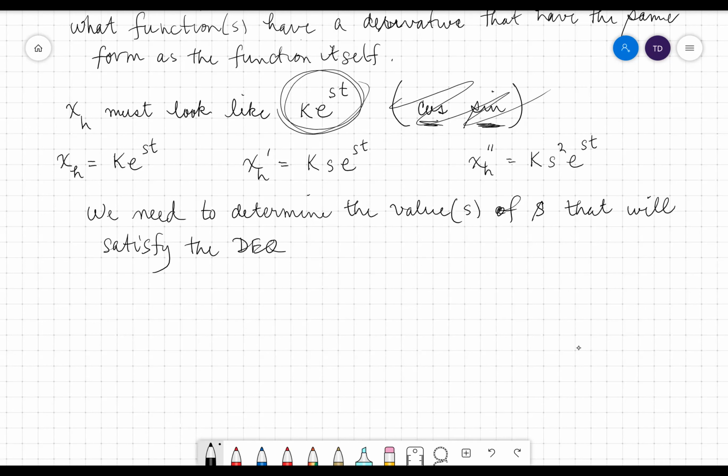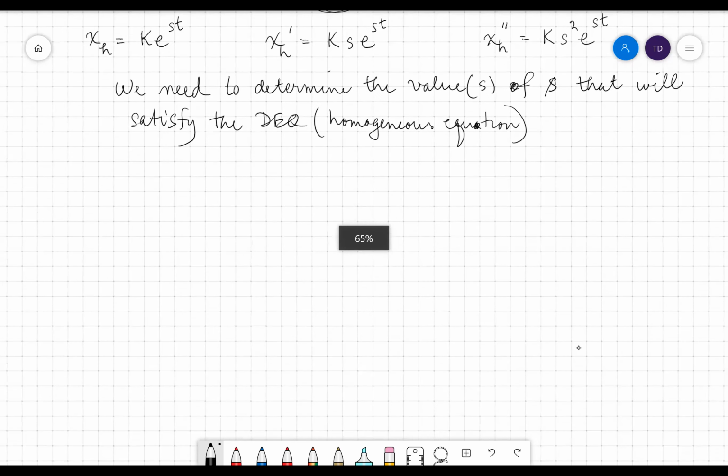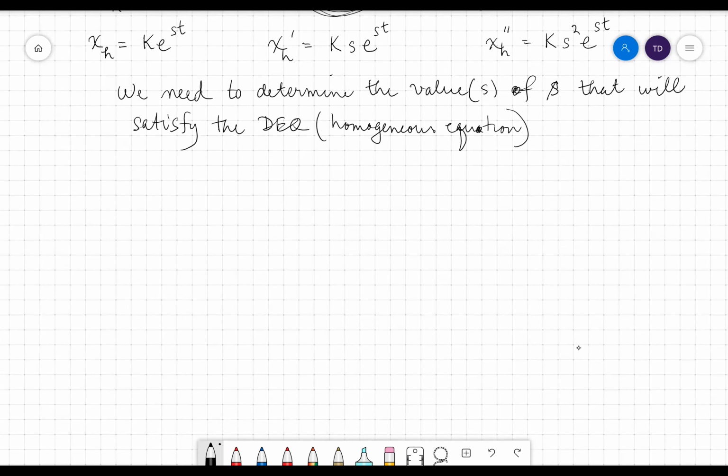In this case, it's the homogeneous differential equation, right? The homogeneous equation. All right. So let's hold that right there. So here's our differential equation. Just a reminder. x_h double prime.